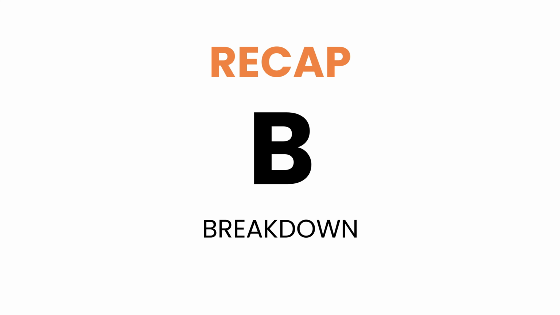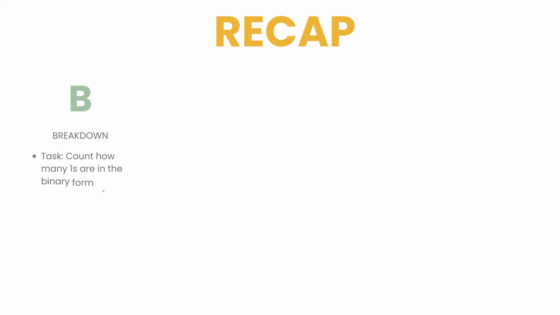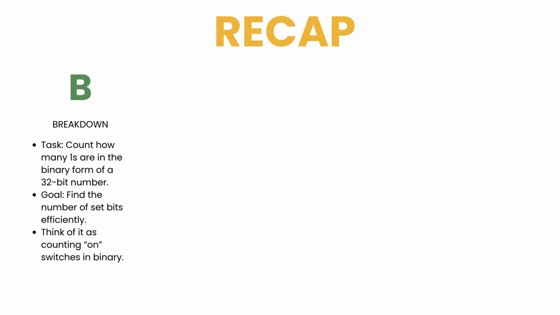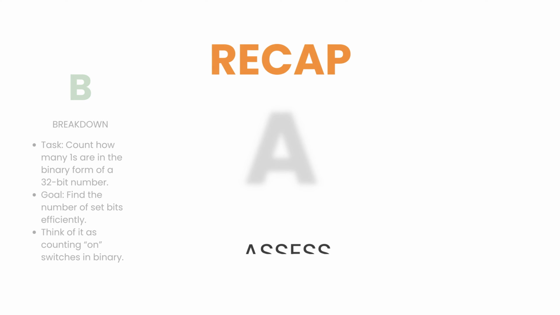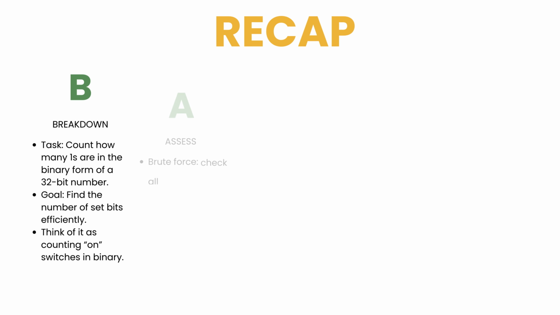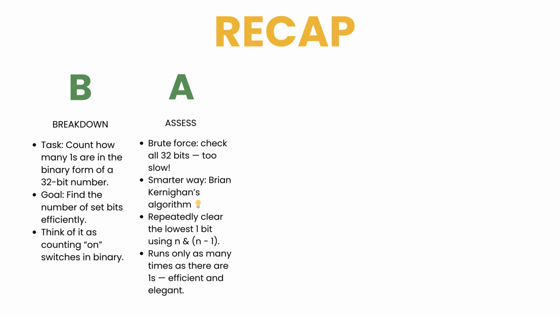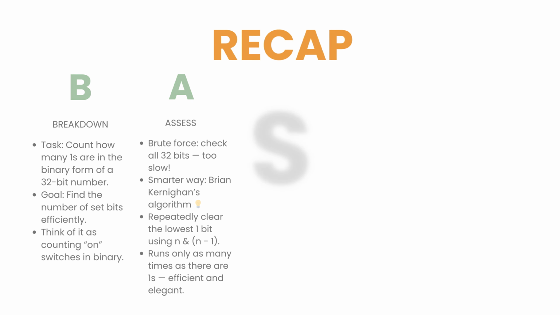Breakdown recap. We began by understanding that the task is to count how many bits are set to 1 in a 32-bit integer. It's simple in concept. Look at the binary version of the number and figure out how many ones are present. Approach recap. Next, we compared approaches. The straightforward way is to check each bit one by one, but that's not very efficient. Instead, we turned to Brian Kernighan's algorithm, which smartly removes one set bit at a time using n & (n-1). This drastically reduces the number of steps, especially for numbers with few ones.